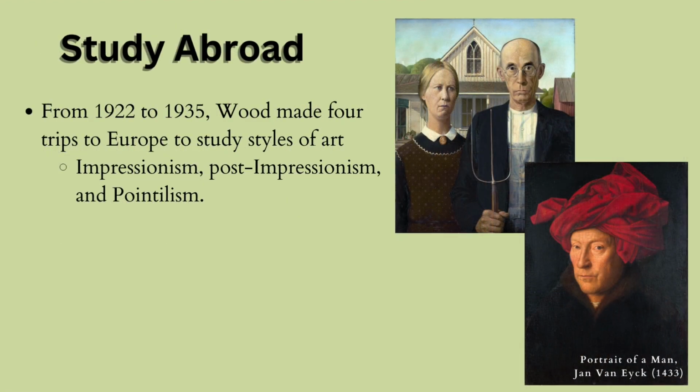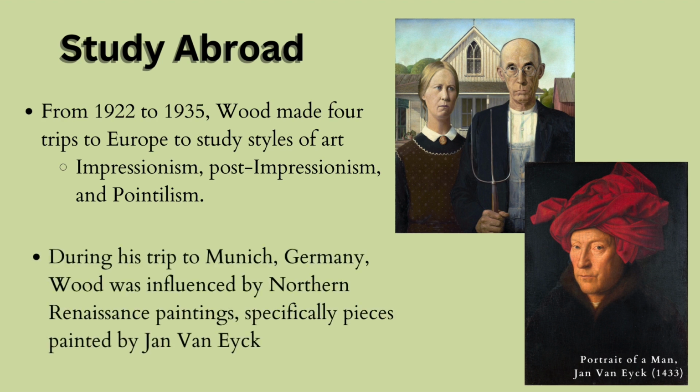From 1922 to 1935, Wood made 4 trips to Europe to study European styles of art, specifically Impressionism, Post-Impressionism, and Pointillism. During his trip to Munich, Germany, Wood was deeply influenced by Northern Renaissance paintings, specifically pieces painted by the Flemish painter Jan van Eyck. Wood incorporated Jan van Eyck's sharp lines and attention to detail in his regionalist works.